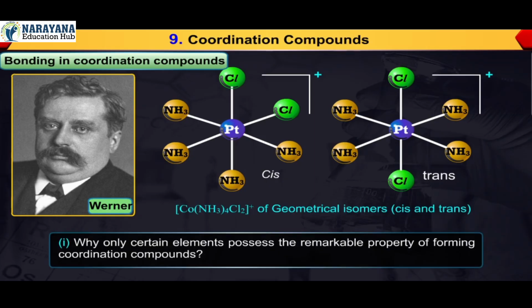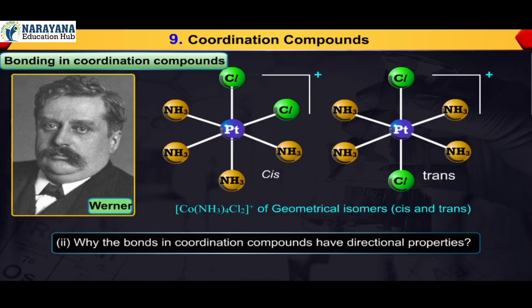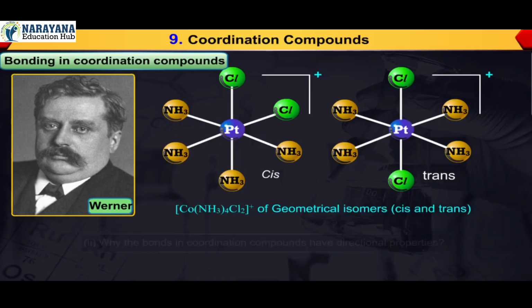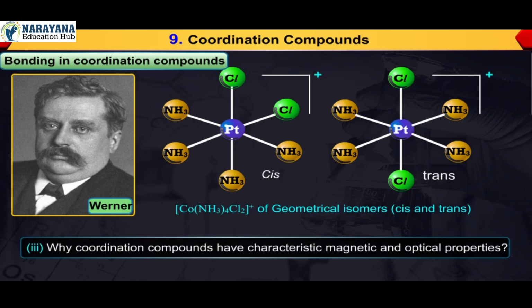1. Why do only certain elements possess the remarkable property of forming coordination compounds? 2. Why do the bonds in coordination compounds have directional properties? 3. Why do coordination compounds have characteristic magnetic and optical properties?